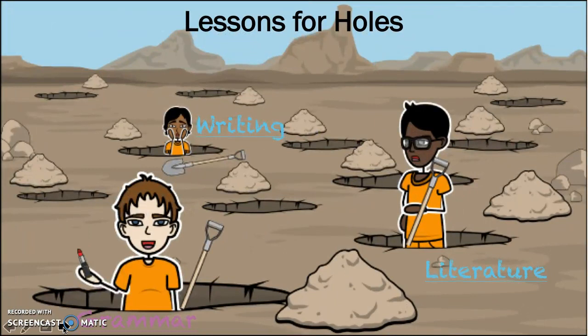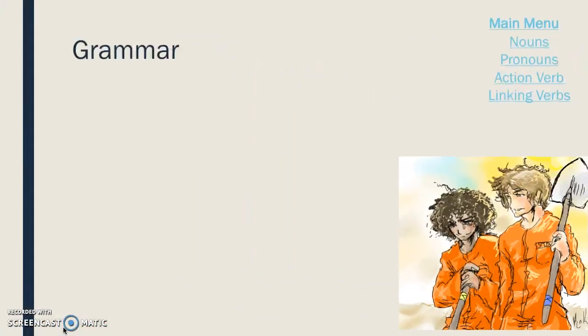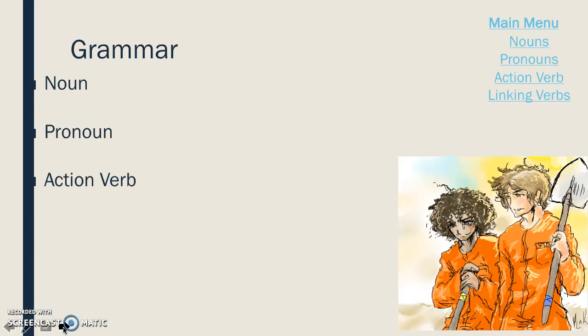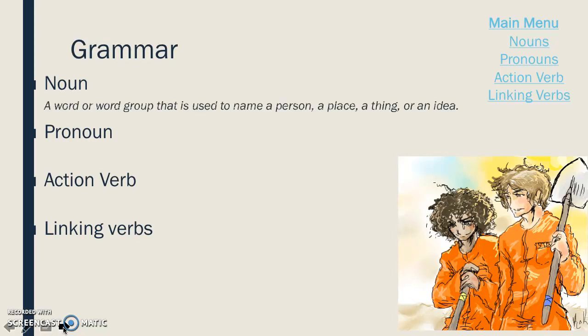So today we will be looking at parts of grammar. Now the parts of grammar we will be looking at will be nouns, pronouns, action verbs, and linking verbs. Now real quick, a definition for each of these. A noun is a word or word group that is used to name a person, a place, a thing, or an idea. A pronoun is a word that is used in place of one or more nouns.